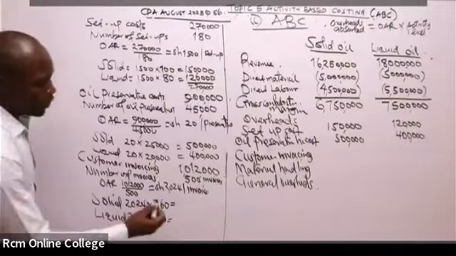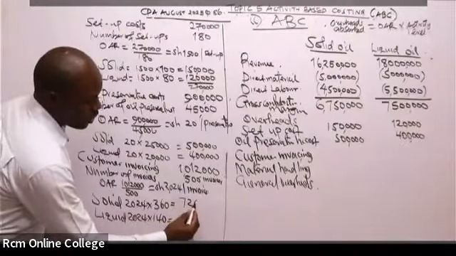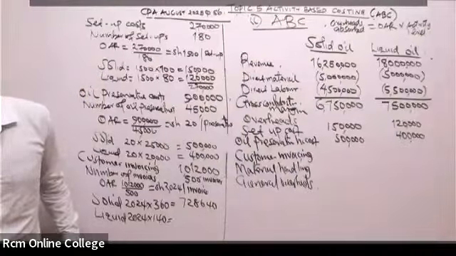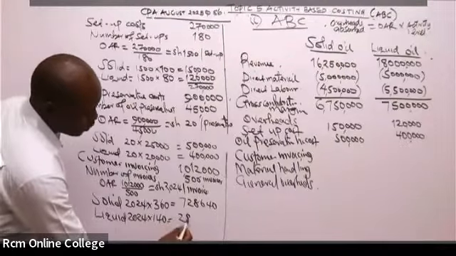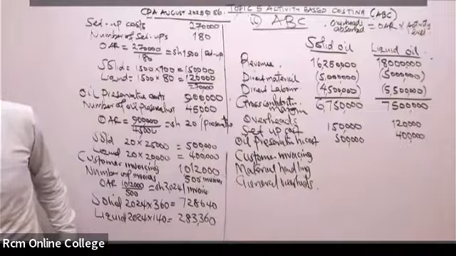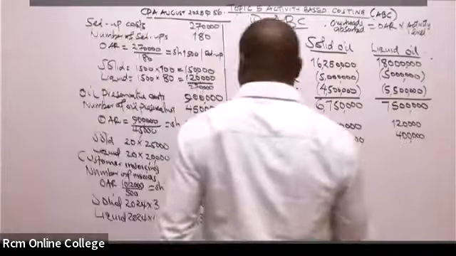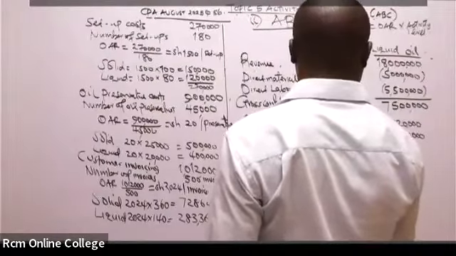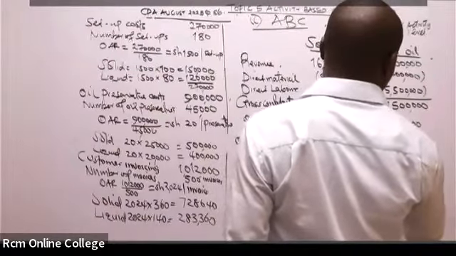728,640. 283,360. Thank you. So that's what we bring here. 728,640. 283,360.